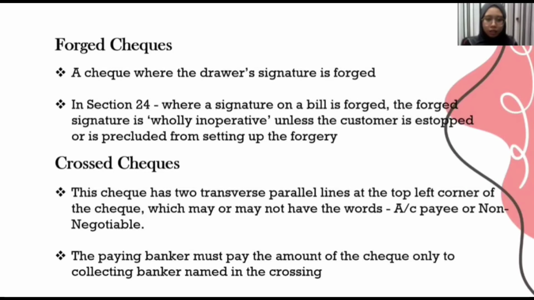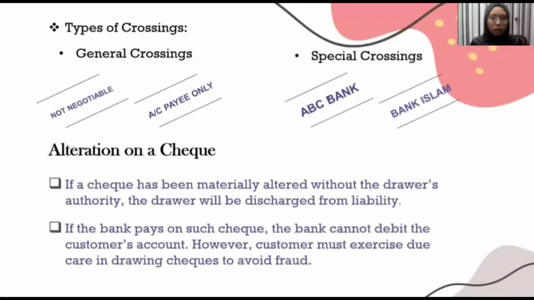Crossed check. This check has two transverse parallel lines at the top left corner of the check, which may or may not have the words A/C payee or non-negotiable. The banker must pay the amount of the check only to the collecting banker named in the crossing. There are two types of crossing. First, general crossing. If you see the word non-negotiable or A/C payee only written between the cross, it is general crossing. For special crossing, the name of the bank is written between the cross.